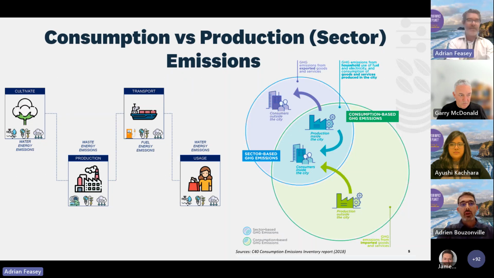Simply put, a region's sector-based emissions minus the emissions for goods and services exported out of the region, plus the emissions for goods and services imported into a region, make up a consumption inventory. And increasingly, the public and communities are wanting to take action on climate and reduce their emissions. And one of the best ways of understanding emissions and the profile of emissions for households is by doing a consumption emission approach.